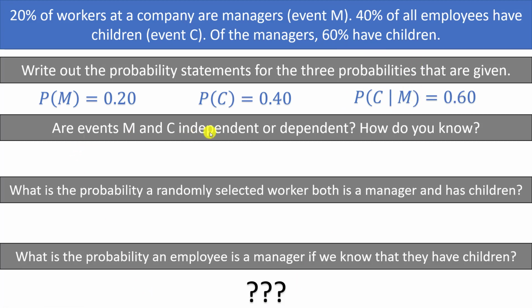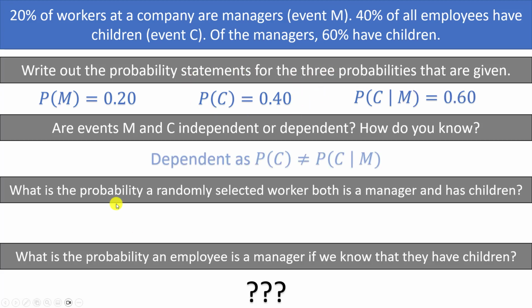Are events M and C independent or dependent? Well, in this case, the chance that you have children is a 40% chance, and the chance that you have children given that you're a manager is 60%. So if you are a manager, you are more likely to have children than the general employee.